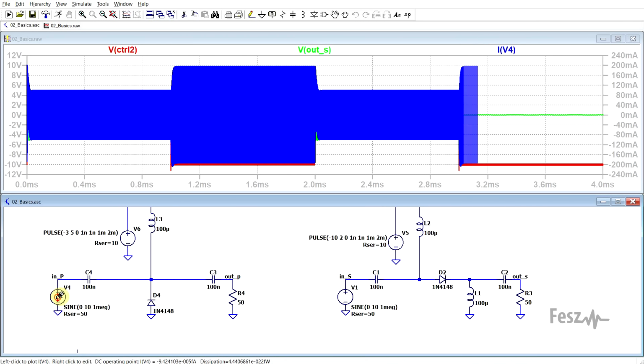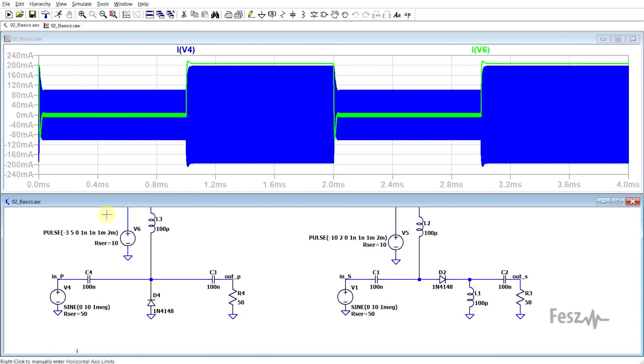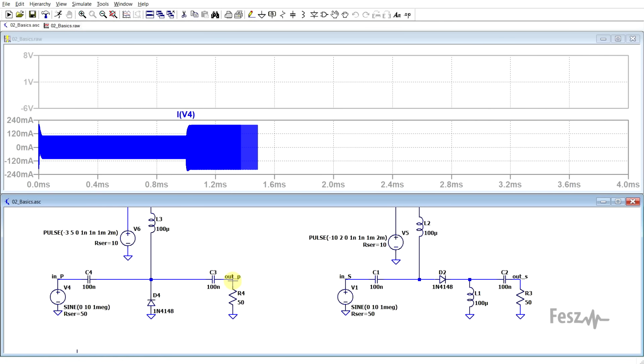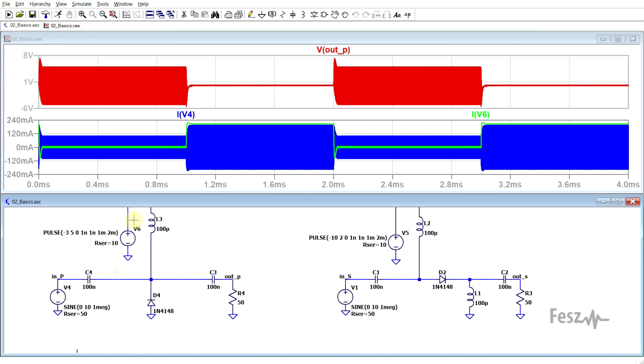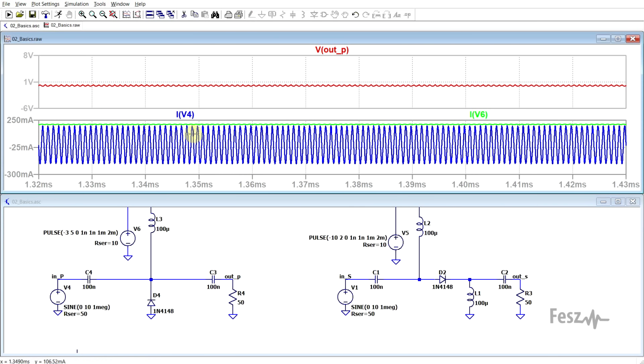So in the first case, if we check the current coming from the signal source, as well as the current coming from our control voltage, and just to make things clear, add in the output, we can see that we are getting our circuit to block when the control signal, so IV6, is larger than the RF signal. So this is getting the diode to conduct and to block the incoming signal.